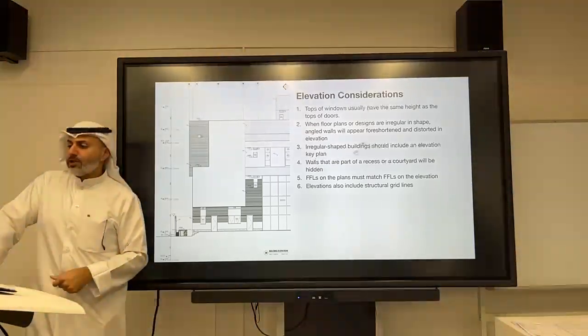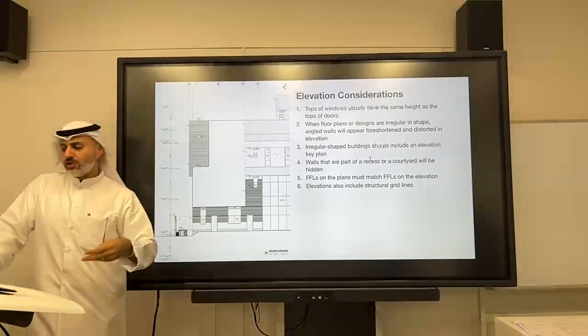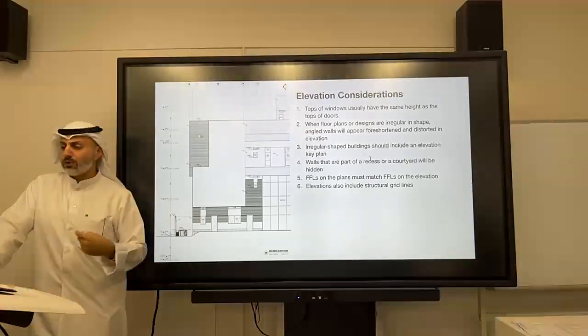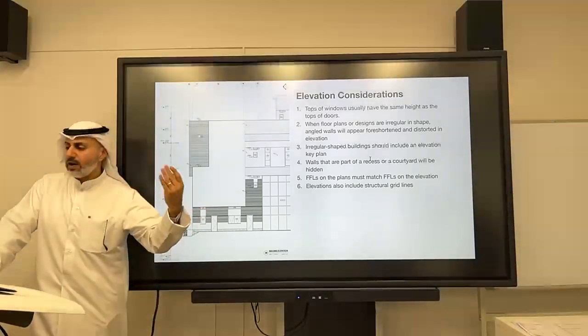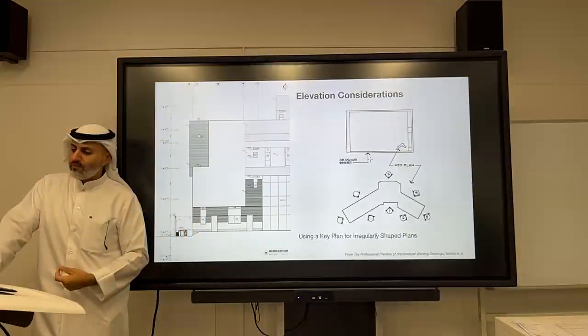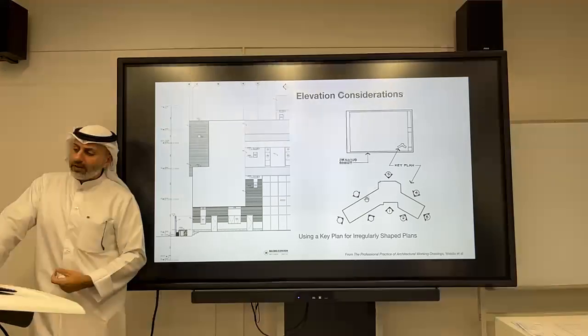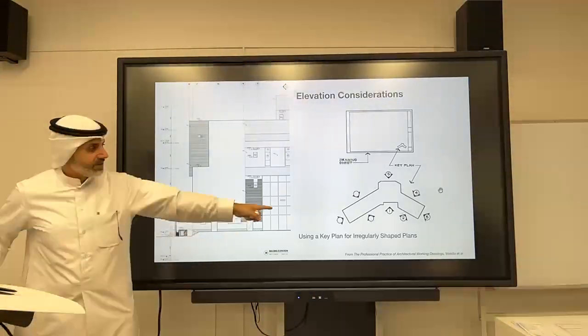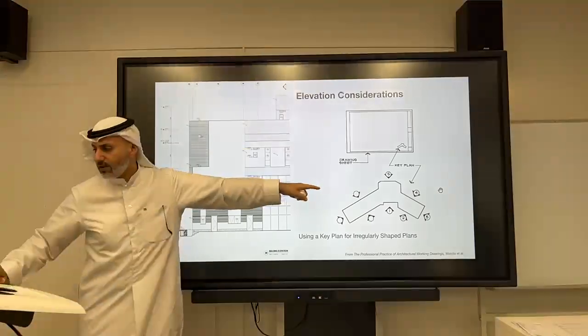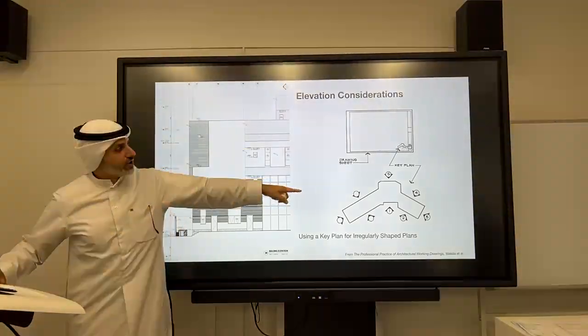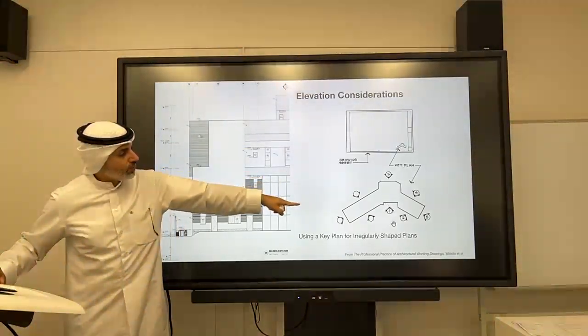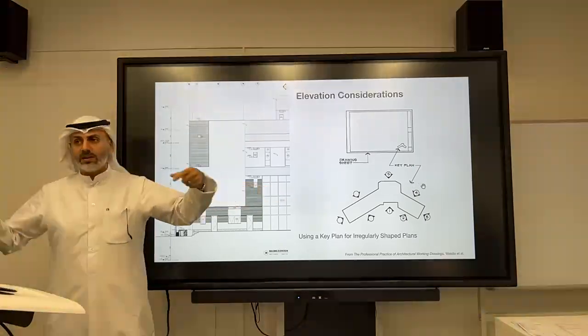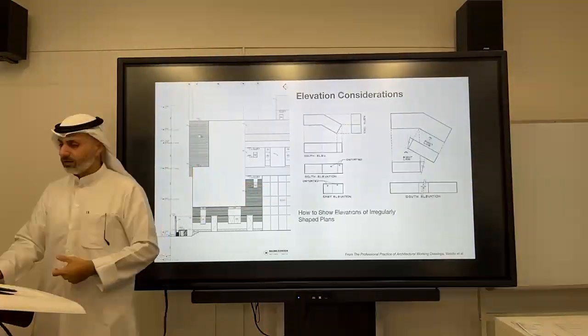When you have an irregular shaped building, so again, these are all general things, maybe they don't apply to our building, but when you have an irregular shaped building, you also have to have a key plan. So you have multiple elevations, so you should have a key plan, and the key plan usually goes in the bottom right of your sheet to tell you this is elevation 1, 2, 3, 4, and where exactly you're looking at the building.